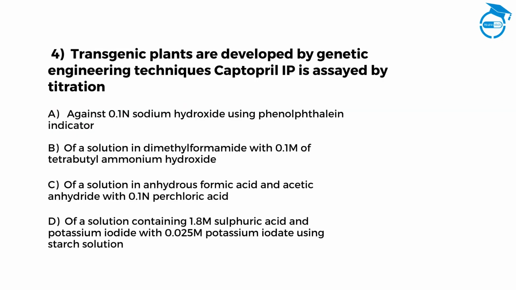Here it is. Captopril IP is assayed by titration. Option A, against 0.1 N sodium hydroxide using phenolphthalein indicator. Option B, of a solution in dimethylformamide with 0.1 M of tetrabutyl ammonium hydroxide. Option C, of a solution in anhydrous formic acid and acetic anhydride with 0.1 N perchloric acid. Option D, of a solution containing 1.8 N sulfuric acid and potassium iodide with 0.25 N potassium iodate using starch solution. Mention your answer in the comments. Your time starts now. Let us see the right answer.